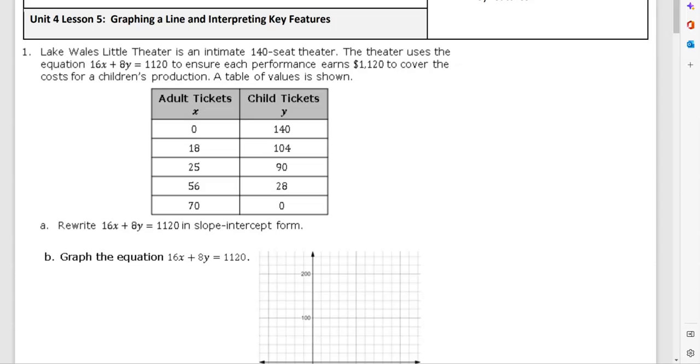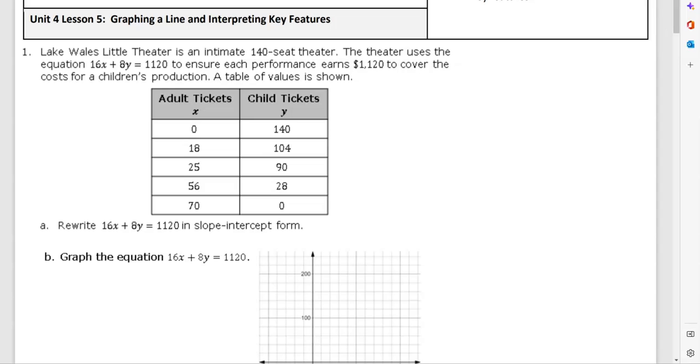A table of values is shown. So we see how many adult tickets and how many child tickets, combination of the two, right? Rewrite 16x plus 8y equals 1,120 in slope-intercept form. This is not new. This is like a whole chapter ago.